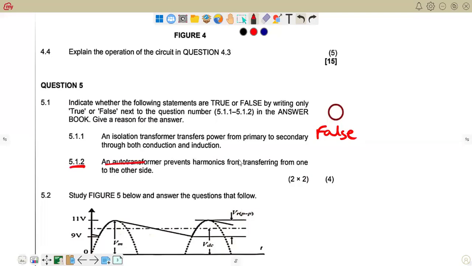An autotransformer prevents harmonics from transferring from one side to the other. That's also not true, that's false. That's actually what an isolation transformer can do. So it's not correct. Right, let's go to the next question.